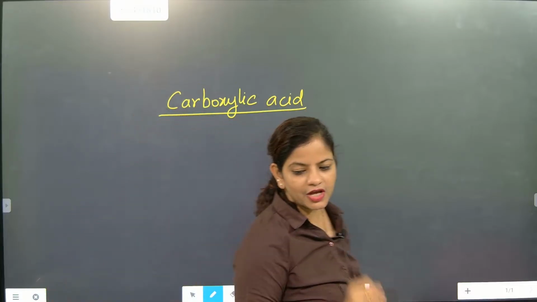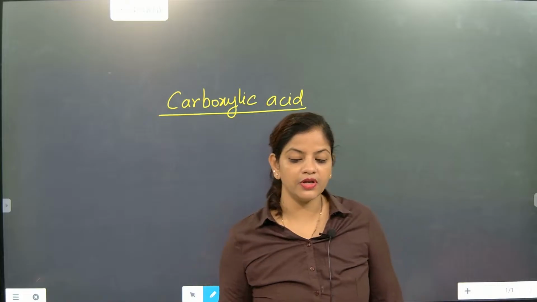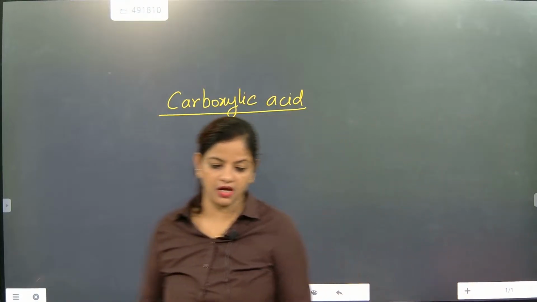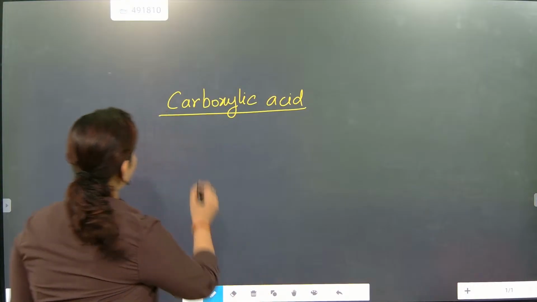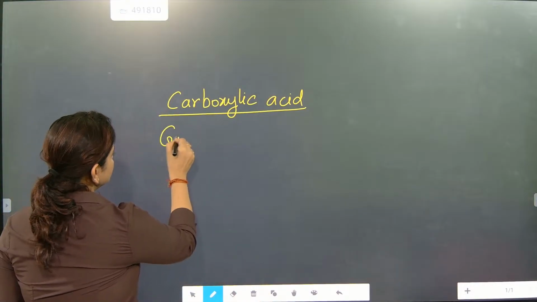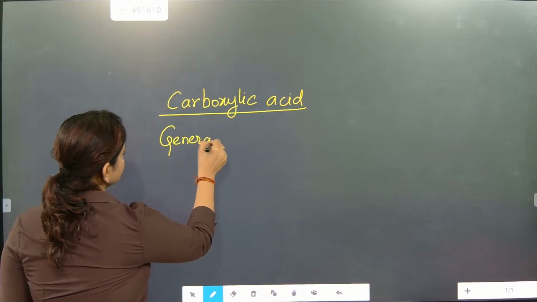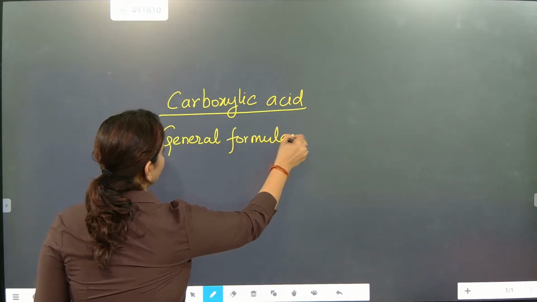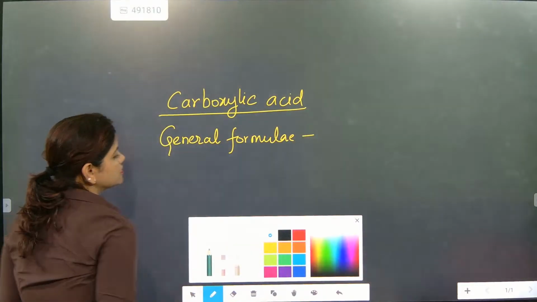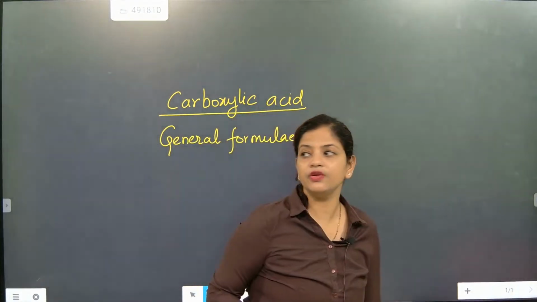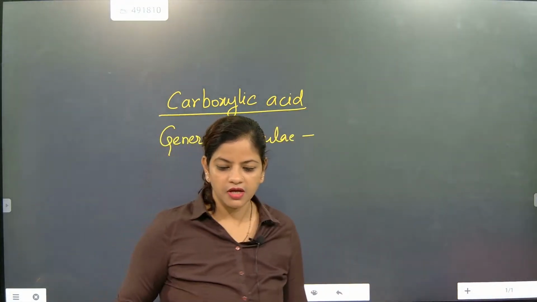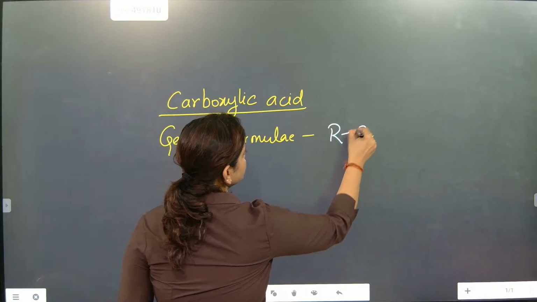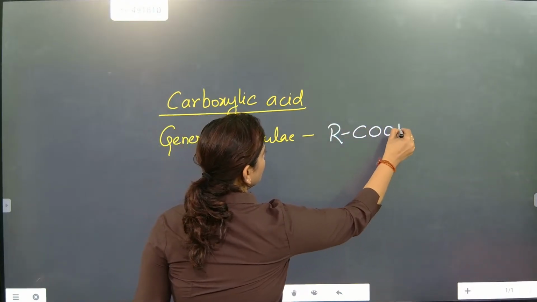In short, we are going to understand it, but in a more effective way. So what is the general formula? First, the general formula we are going to read. What can be the suspected general formula? We know that we write it like this: RCOOH.